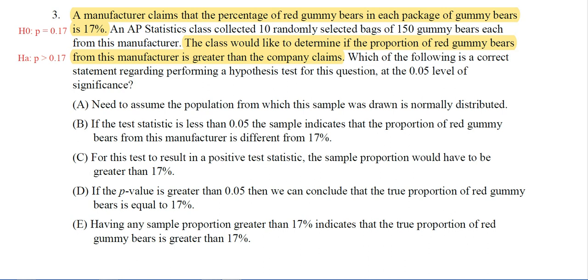Okay, so which of the following is a correct statement regarding performing a hypothesis test for this question at the 0.05 level of significance? Okay. So we're going to run through these choices one at a time. A says that we need to assume the population from which the sample was drawn is normally distributed. Okay. So that is actually not a condition for proportions.